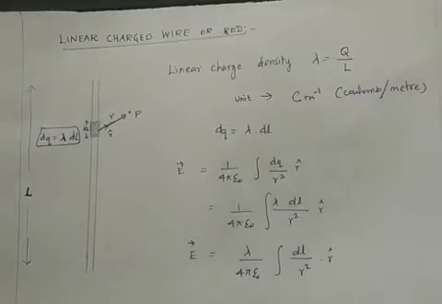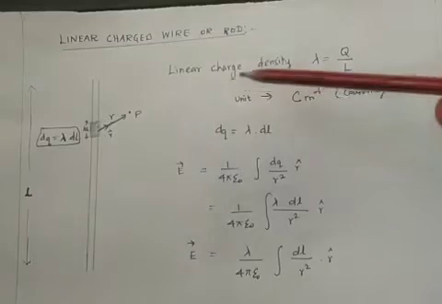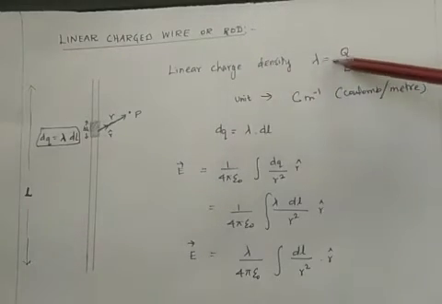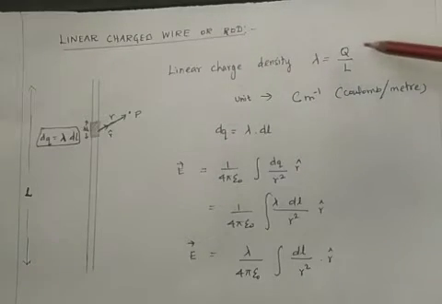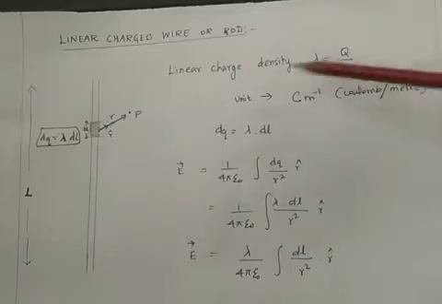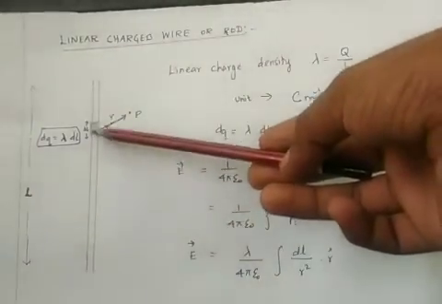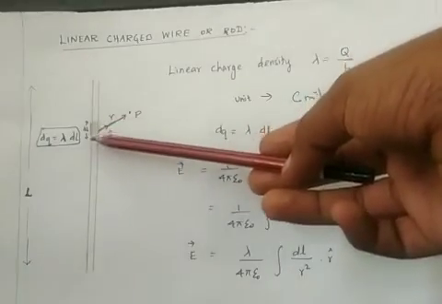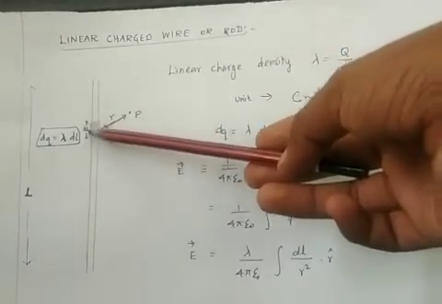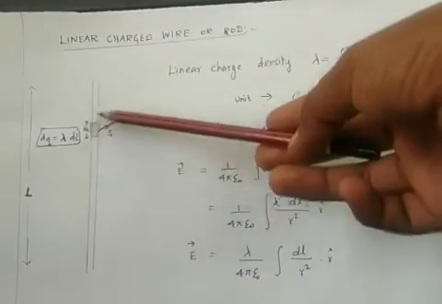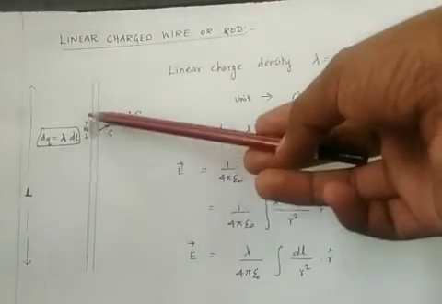You know that the basic formula for density is mass per volume. Here charge density means charge per unit length. So for a linear charged wire, we take the linear charge density lambda. It is denoted by the letter lambda, and it is equal to Q by L. In this linear charged wire, we are going to consider a very small, infinitesimally small portion whose length is taken as dl.